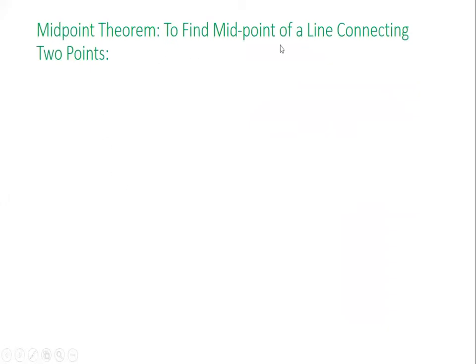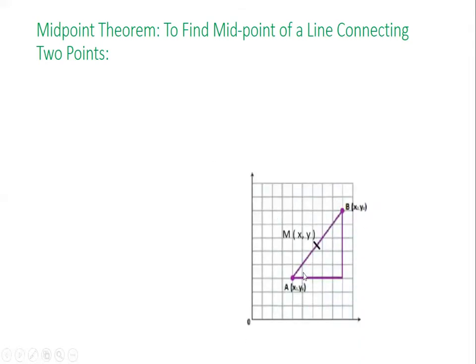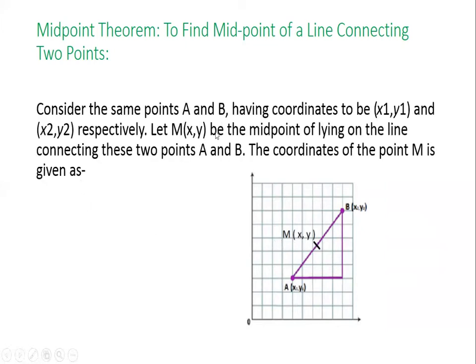Midpoint theorem. To find the midpoint of a line connecting 2 points, here we draw a figure where AB is a line and M is the midpoint. M is denoted by x, y. Consider the same points A and B having coordinates x1, y1 and x2, y2 respectively. Let M(x, y) be the midpoint lying on the line connecting these 2 points A and B. The coordinates of the point M are given as M(x, y) equals (x1 plus x2) by 2, (y1 plus y2) by 2.